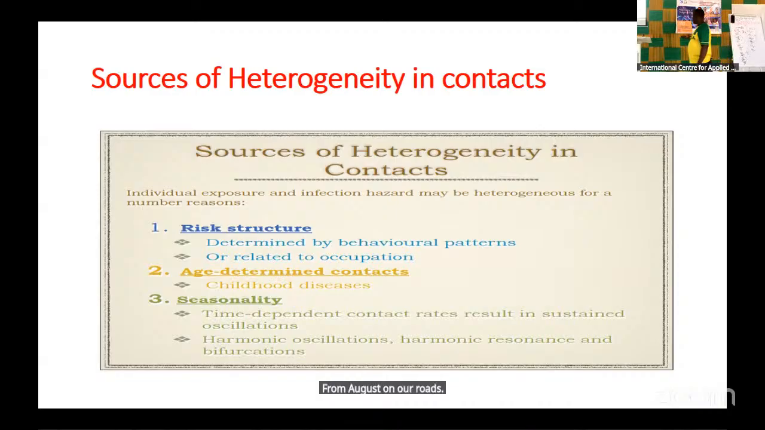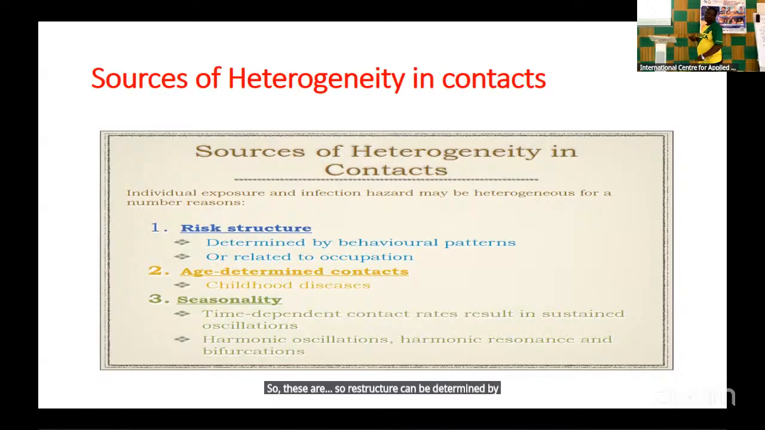So this structure can be determined by the behavioral pattern. The behavioral pattern can also be in terms of your nutritional status, whether you eat the right food or not, and then all related to occupation.